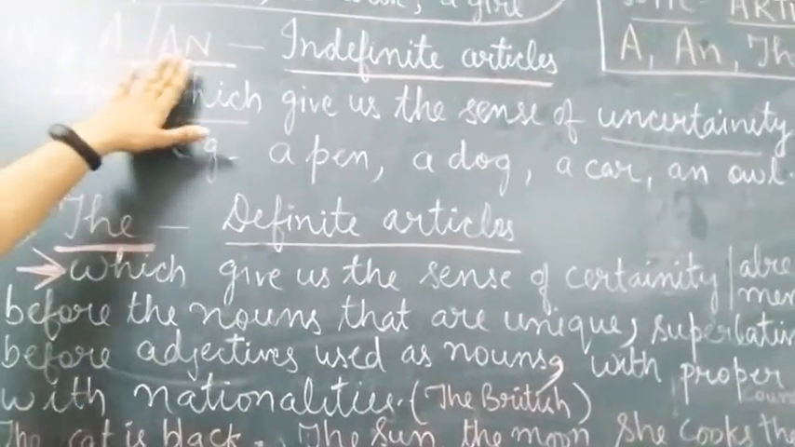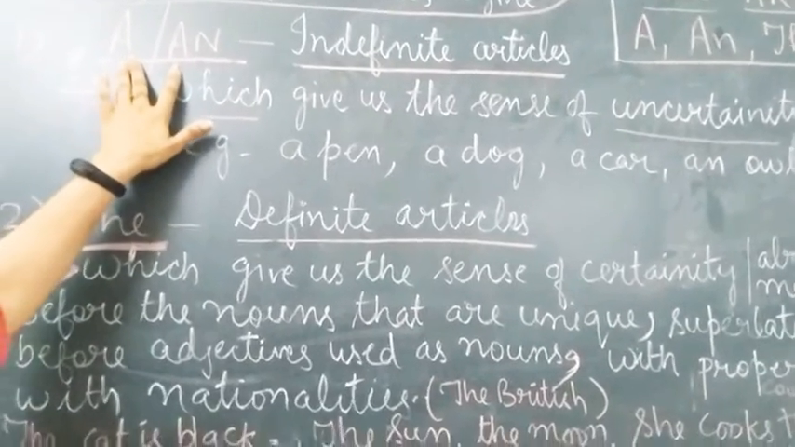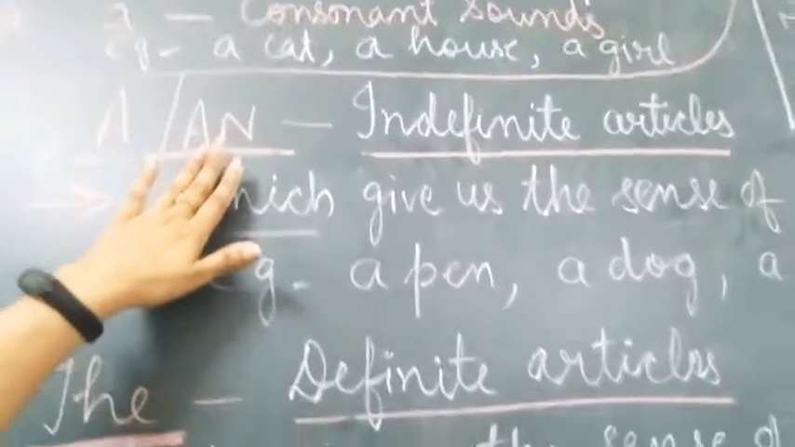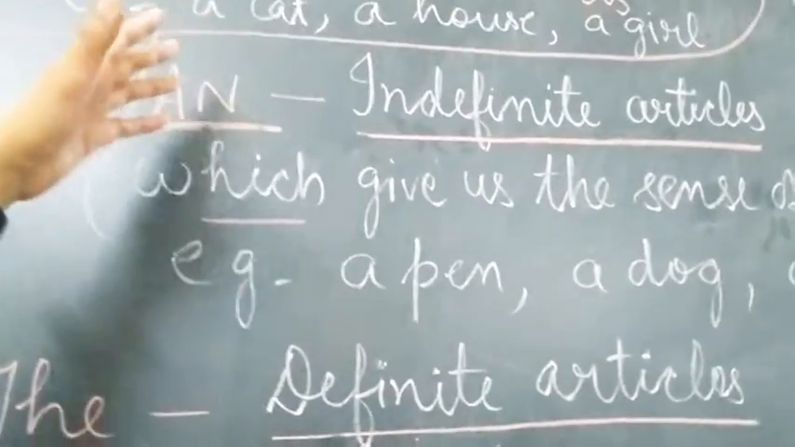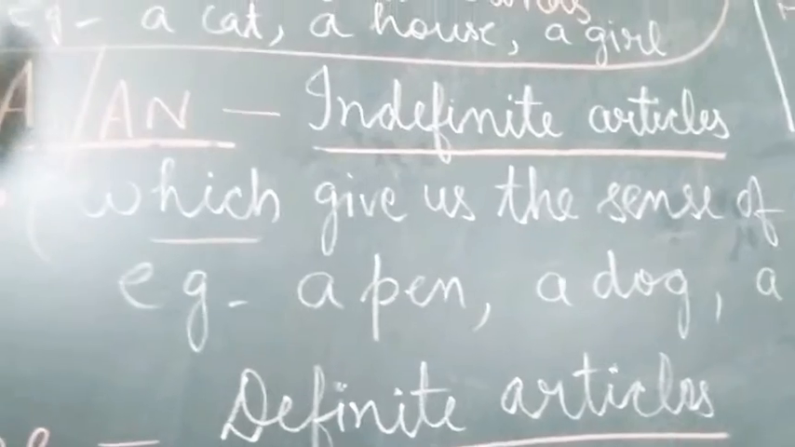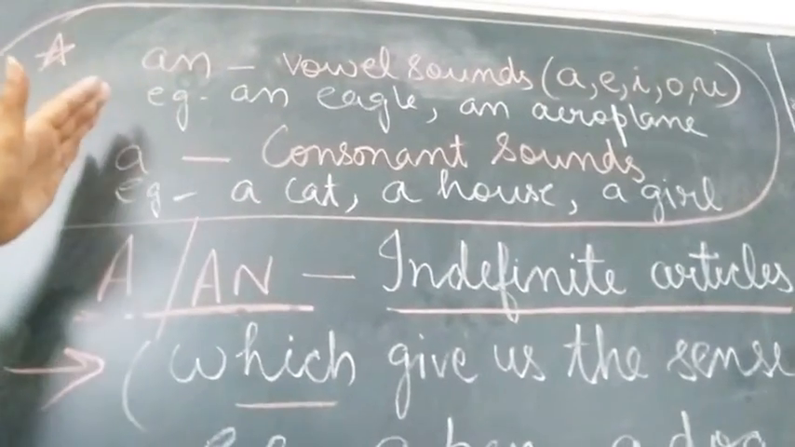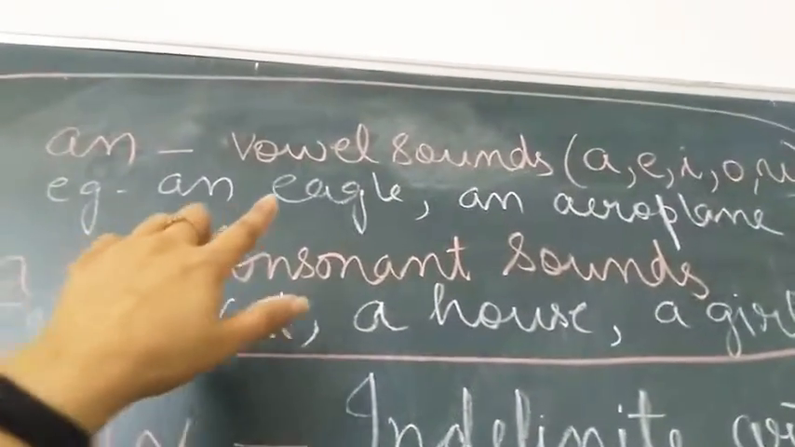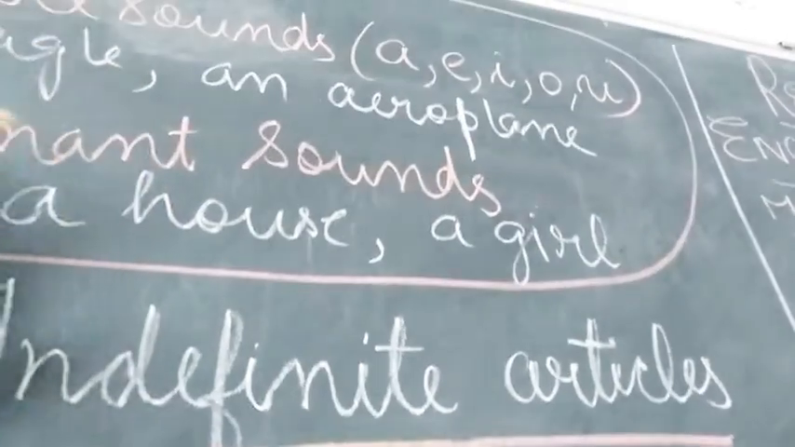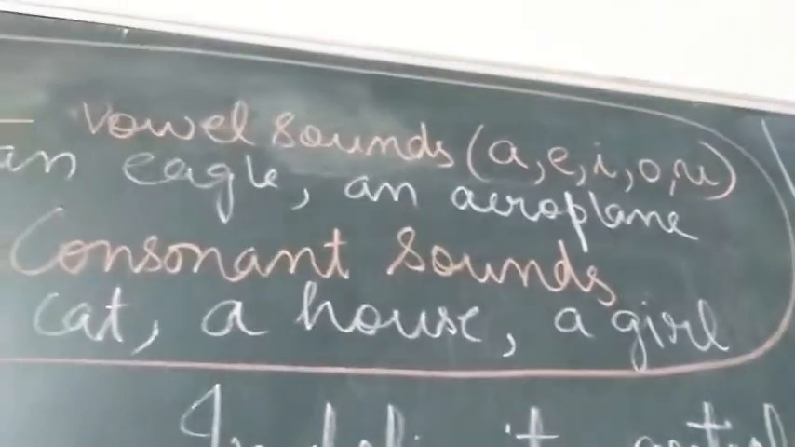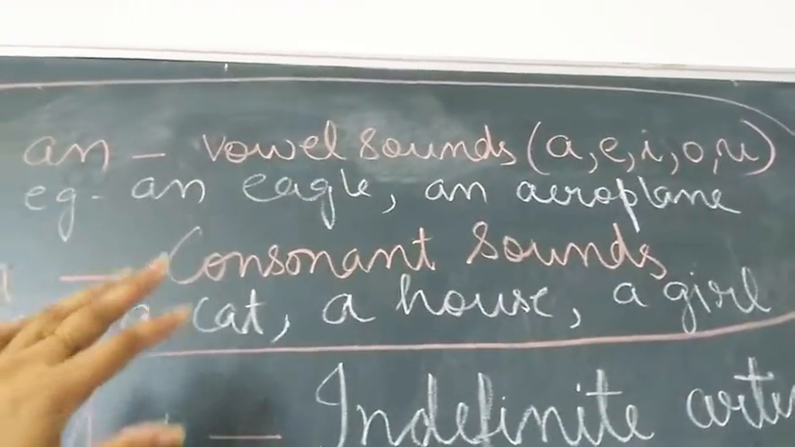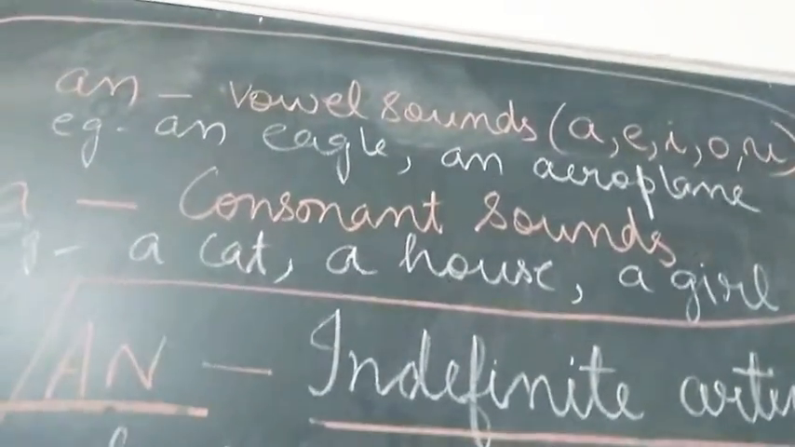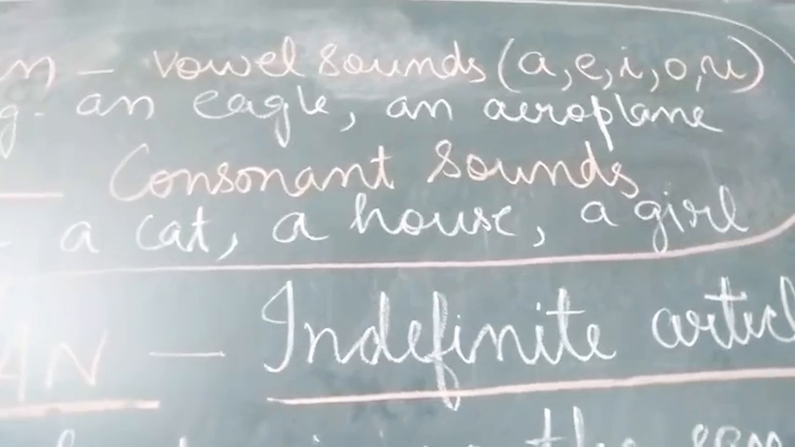Now a and an, we have two types of indefinite articles. Where do we use a and where do we use an? I will be sharing that also with you. So an, you must have studied before also. Where do we use an? Before the vowel sounds. So an is used before those nouns which give us the vowel sounds, or those nouns which start with the letter which is giving us the vowel sound.